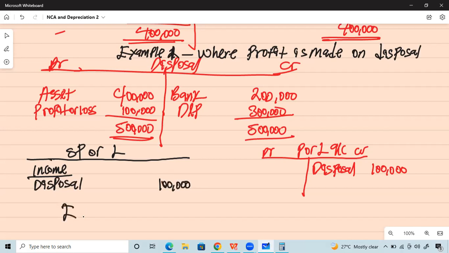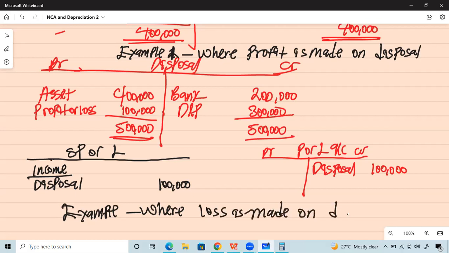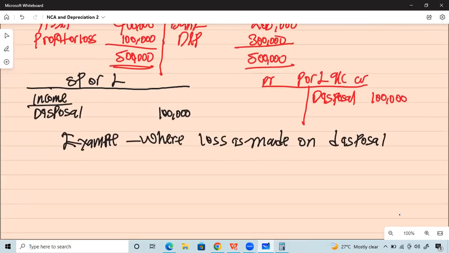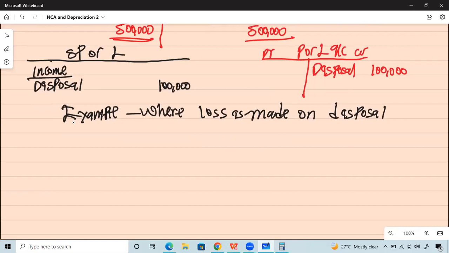Now, example 2, where loss is made on disposal. If there's a loss on disposal, let's say this is the disposal account.